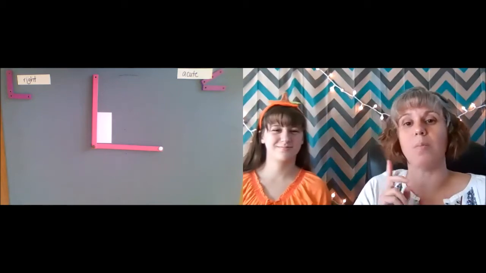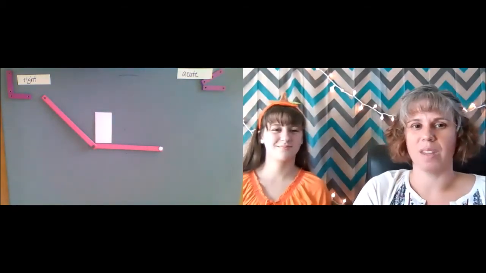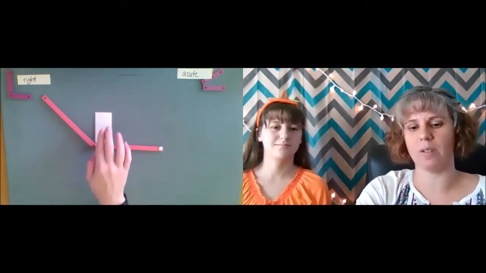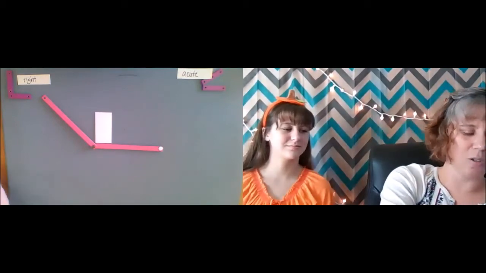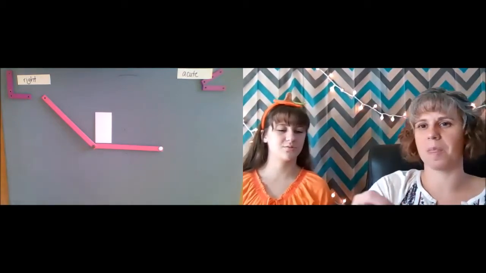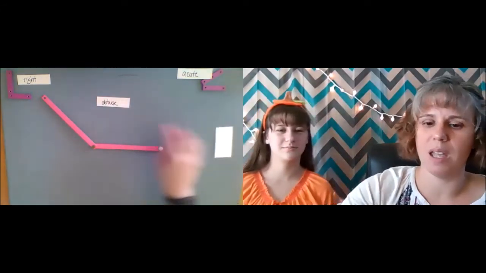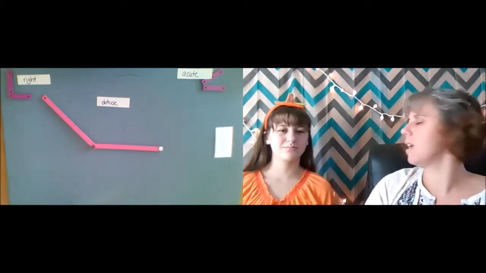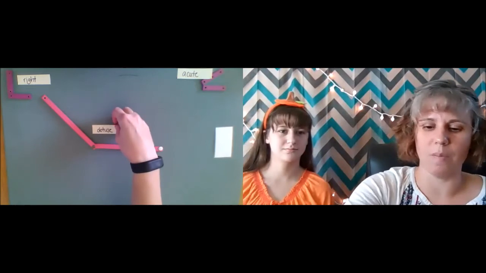Now, angles can be larger than 90 degrees, like that one. We can see that it's past 90 degrees using our little angle measurer right there. This is larger than 90 degrees. Selena, do you remember the name of this one? Obtuse angle. This is an obtuse angle. I'm going to move our measurer out of the way. The space between the lines is more than 90 degrees. This is an obtuse angle.